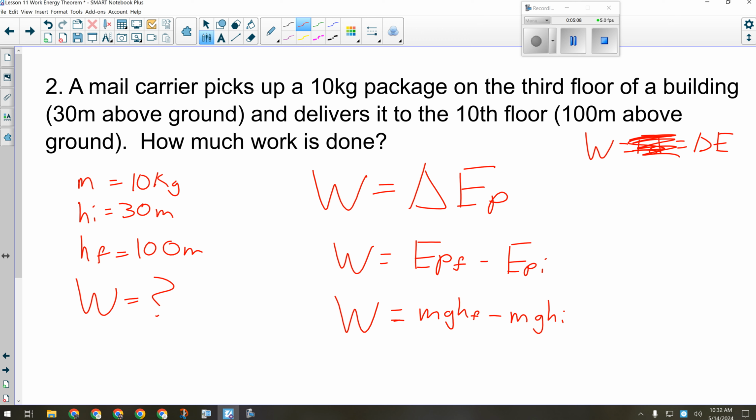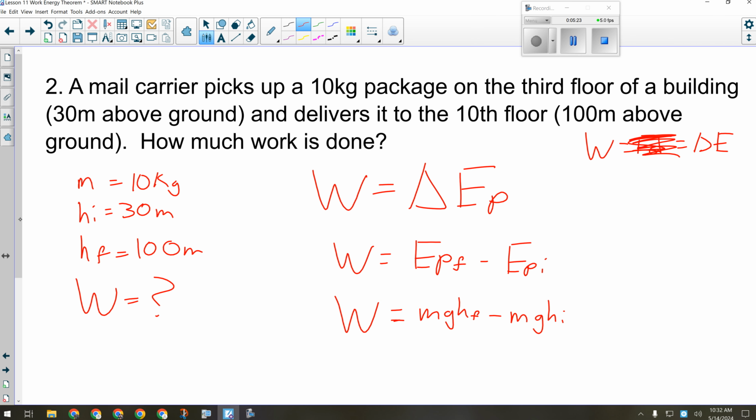Do I have all those numbers? Yes. I know the mass. I have to assume this is on Earth. Okay? And I know that the initial height's 30 and the final height's 100. I've got all the numbers to plug in on the right side of that equation. Okay? So that's what I'm going to do next.